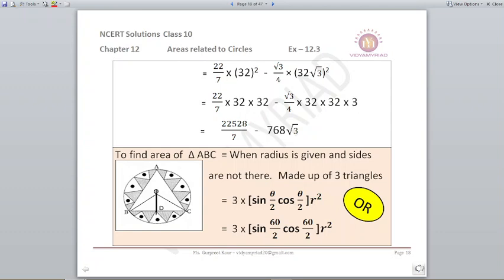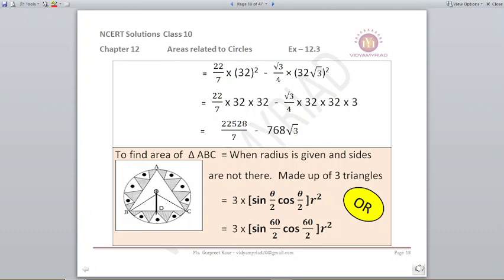Now there is one more way of finding out the area of a triangle when the sides are not given to us. What we can do is use a formula. I had told you this earlier also. Sine theta upon 2 into cos theta upon 2 into r square, where the radius is given to us but the triangle side is not given to us. Since the triangle is made up of 3 triangles, AOB, BOC and COA, I have multiplied by 3.